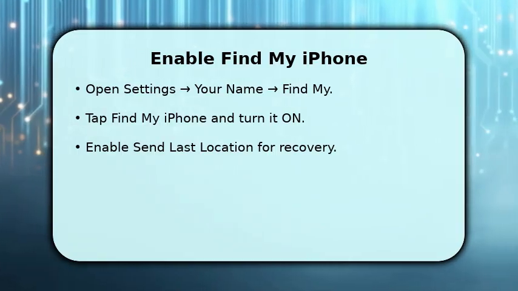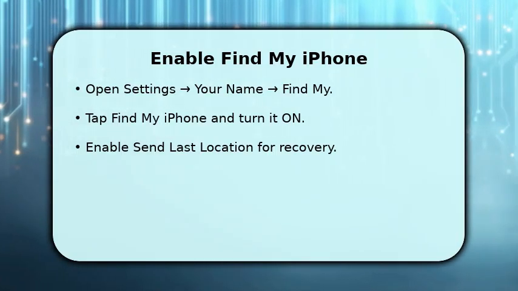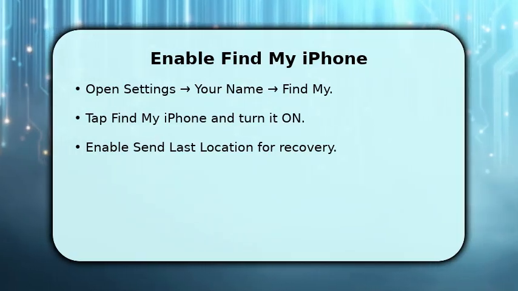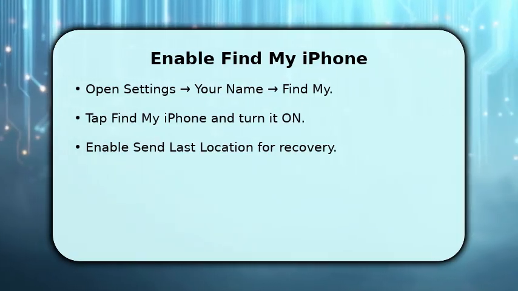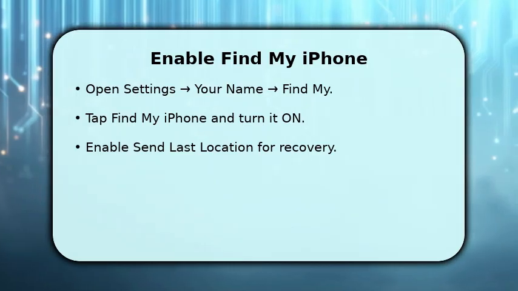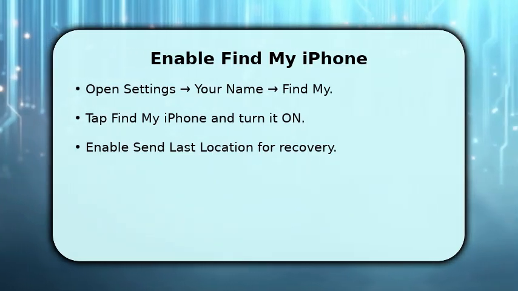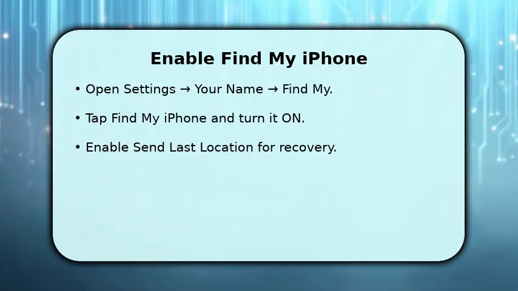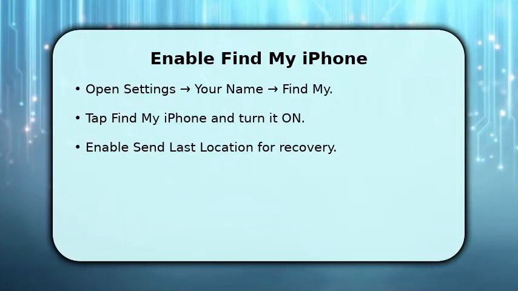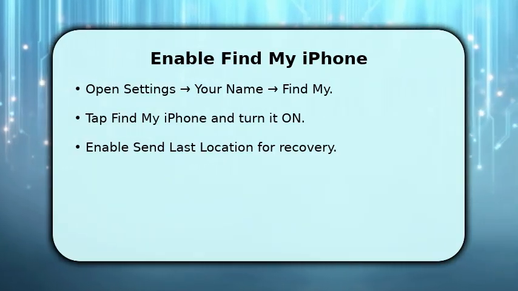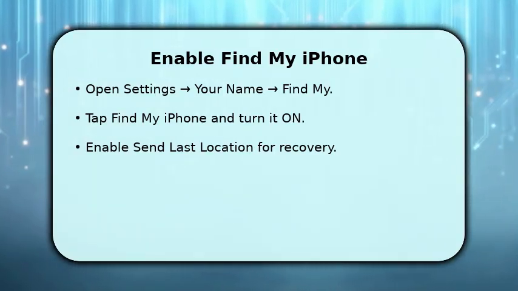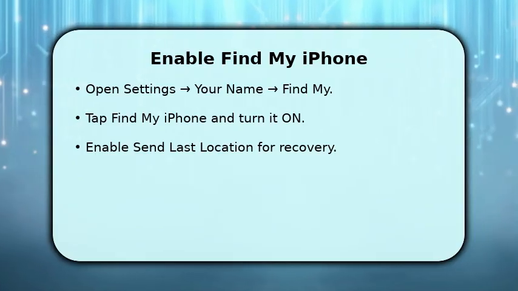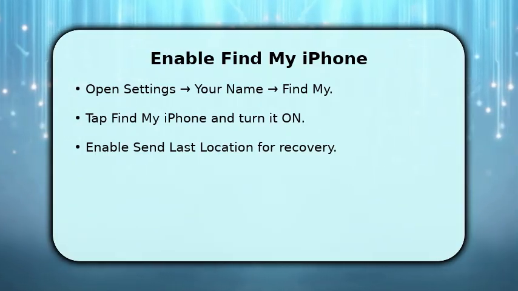In Settings, tap your name, then Find My. Toggle Find My iPhone on and allow offline finding if available. Turn on Send Last Location so the device reports its position before power loss. This helps you recover it. Once done, the activation lock is tied to your Apple ID and will require that account to erase or reactivate the device, preventing unauthorized reuse.